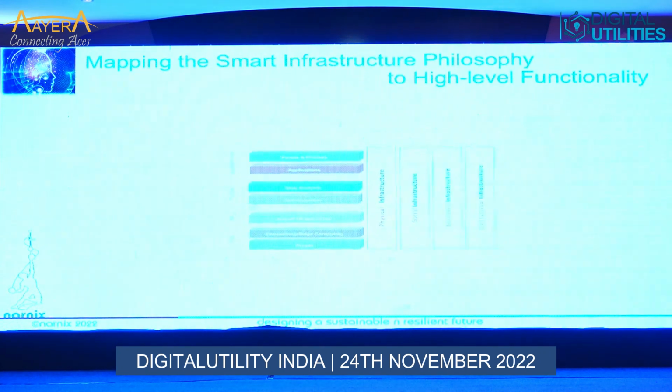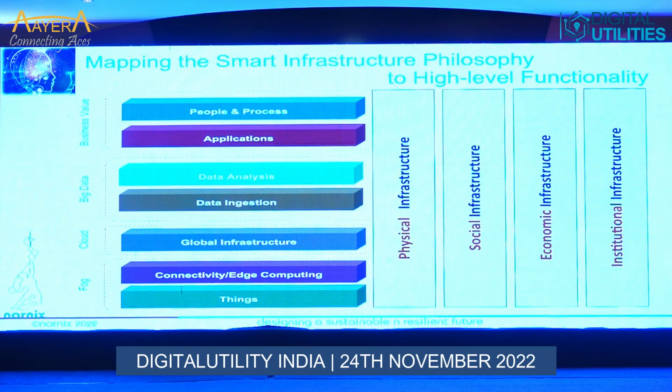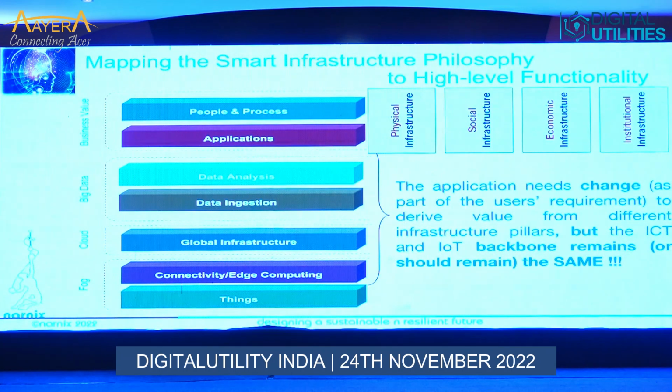So if we map this very model to this infrastructure philosophy, these are 4 different pillars of infrastructure that we could talk about in smart cities or any other paradigm: physical, social, economic, and institutional. We see that only the top 2 layers will change with different pillars, different infrastructure. All the lower layers can remain the same or should remain the same.